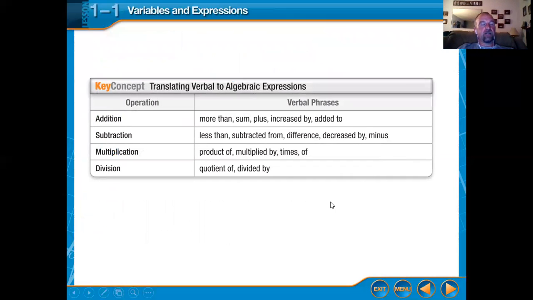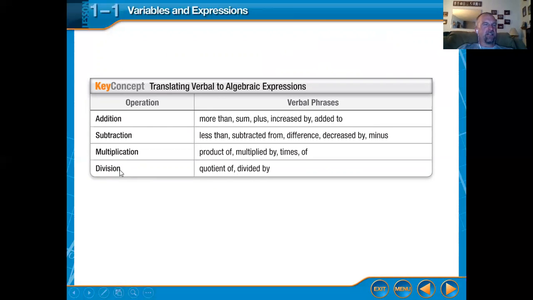So again, you may want to pause the video in a second. This is just a little chart showing you different words that mean different operations. There's a list of words for addition. This is by no means the only things you could use to add, but it's a short list of words that mean addition. A list of words or phrases that mean subtraction. A list of words that mean multiplication. And a list of words that mean division.